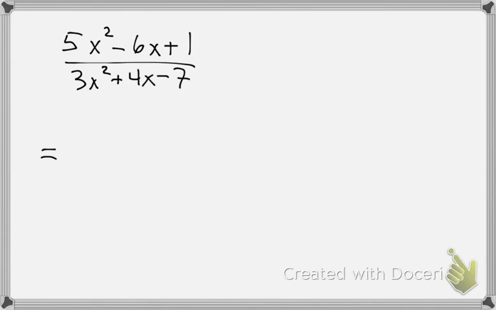Trinomial. GCF? 1. Is it a perfect square trinomial? No. Therefore, trial and error. What do you got? 5x and x? 1 and 1? Not a whole lot of choices here. Right. How's that going to work?